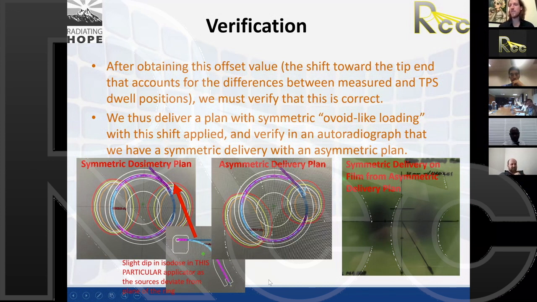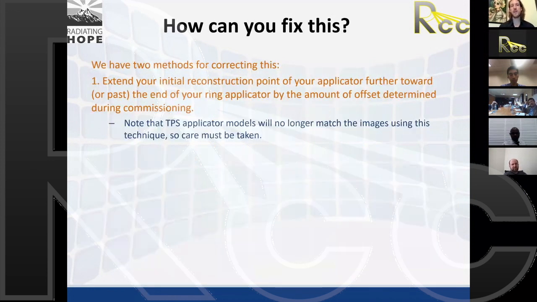Okay, so you always want to verify whatever method. I'll show you one other method for correcting in a couple slides. Whatever method you have for correcting, whatever you're going to use for your patient delivery, you have to do an autoradiograph to show that if you think, based on your system of delivery, that you're going to give a symmetric plan, you must verify that it is a symmetric plan on an autoradiograph by whichever of the two methods that I'm going to explain to you now. So here's how you can fix this offset issue in backward stepping systems.